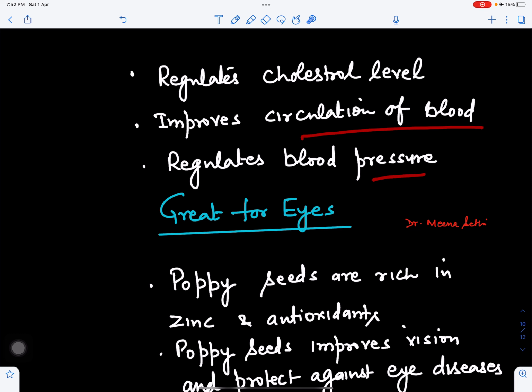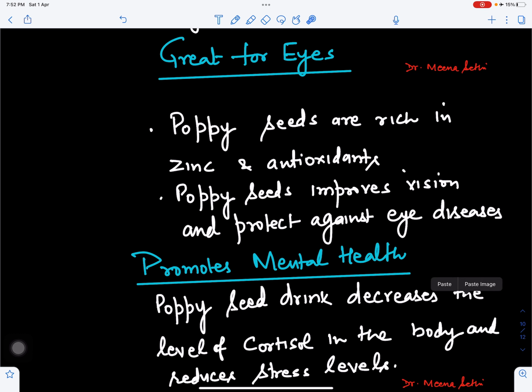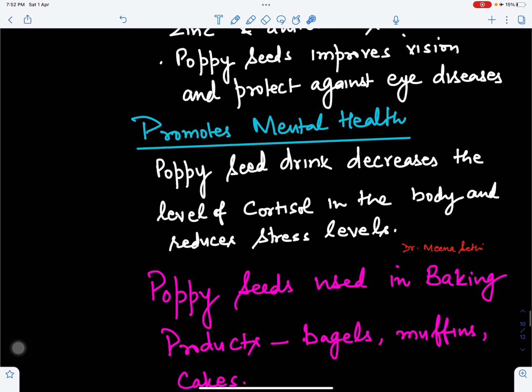It regulates the blood pressure. Then its seeds are good for eyes also. Rich in zinc and antioxidants, they improve the vision and protect against many eye diseases. Good for mental health.